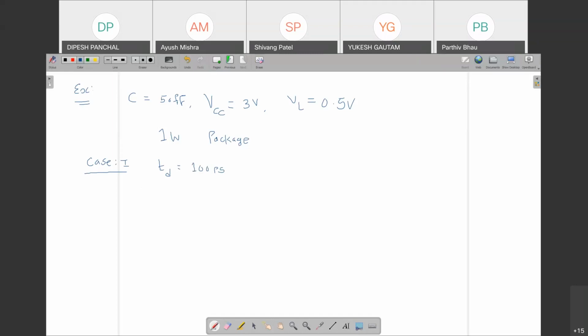So give me the answer for PD, which is C, VCC, VL by TD. All of you calculate. Do not just wait for others to give the answer. If you are getting the answer, write it down in the chat box.